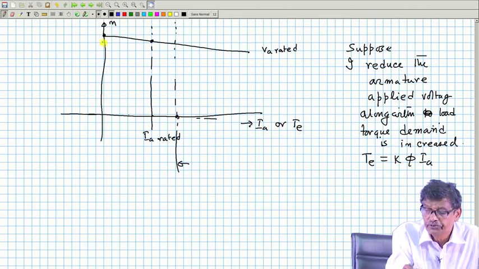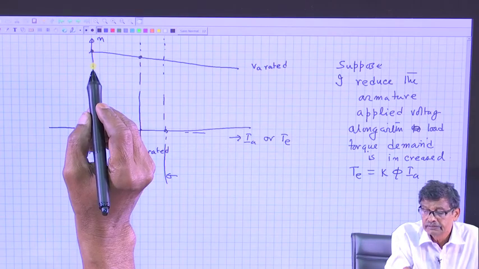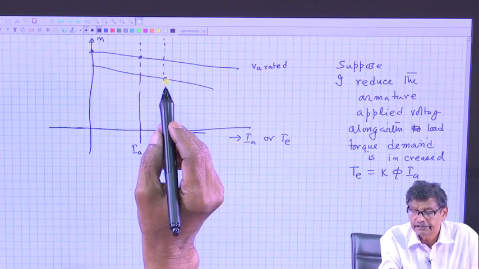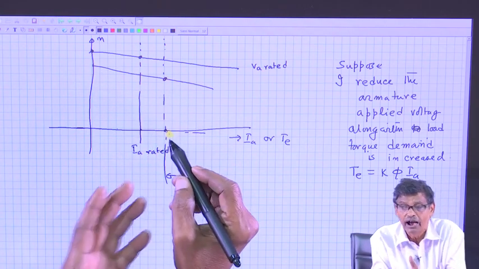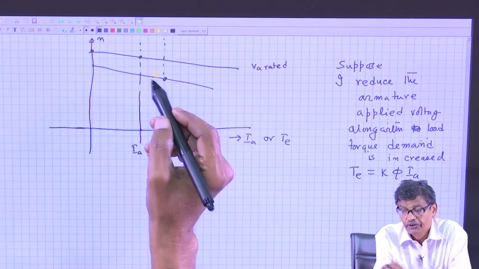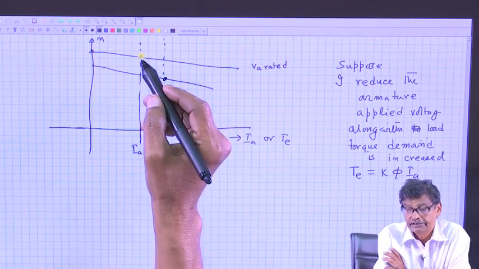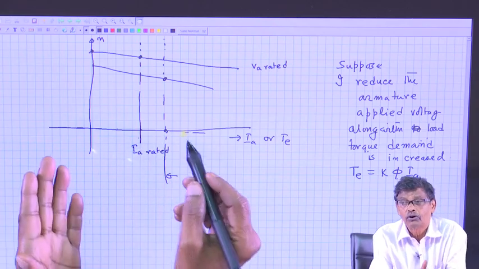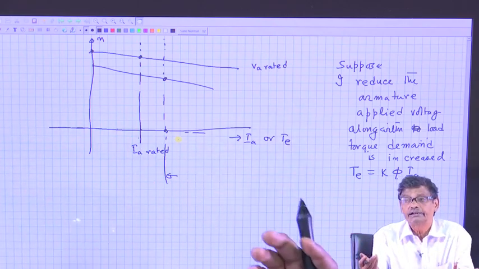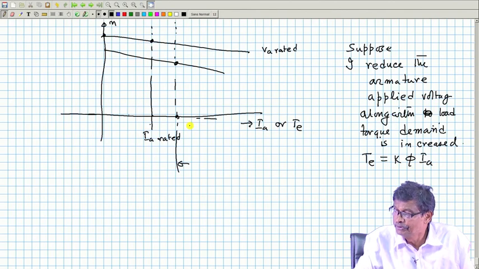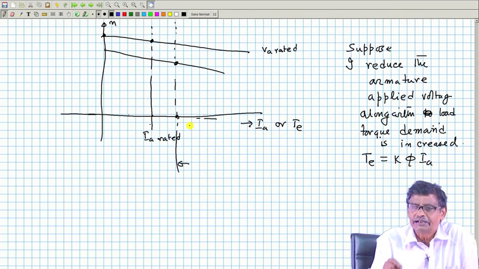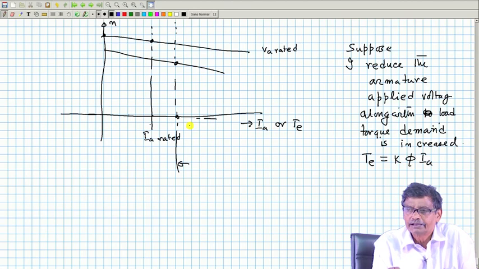And if you reduce the voltage, your new operating point will run at a lesser speed, no doubt, but it will draw higher current. If your earlier steady state operating point was drawing rated current, it is bound to draw a current which is greater than rated current. See, in between what is happening, I am not interested. In steady state, I know this much: electromagnetic torque and load torque have to be the same.